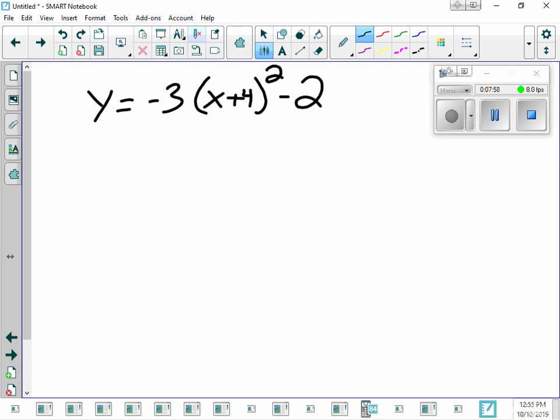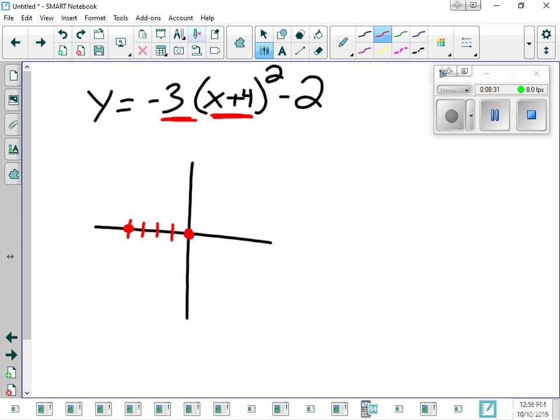Whoa, lots of stuff going on here. Okay, does it matter what order you do them in? And the answer is yes. You always start on the inside and work your way out. So what happens here? Left 4. Does everybody understand that? So my vertex moves from 0, 0 over to here. Okay. What does the 3 do?